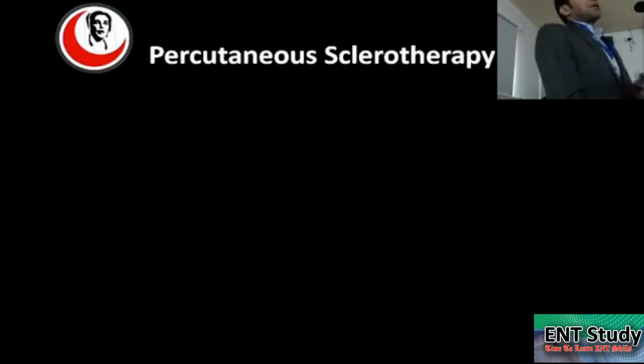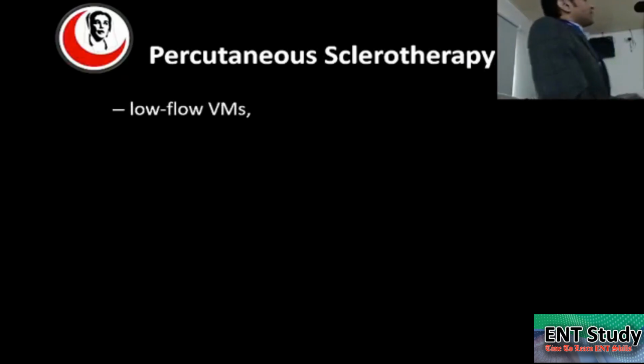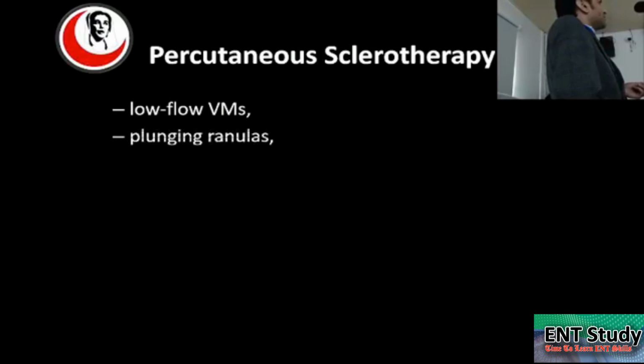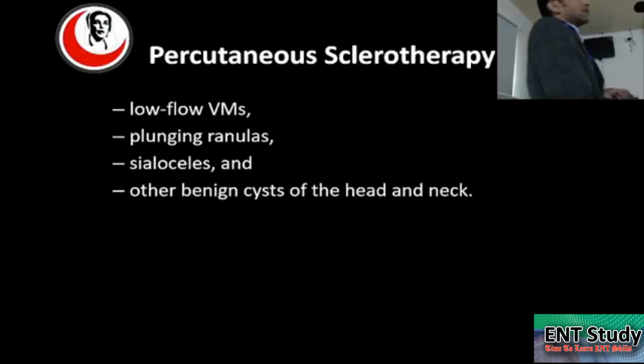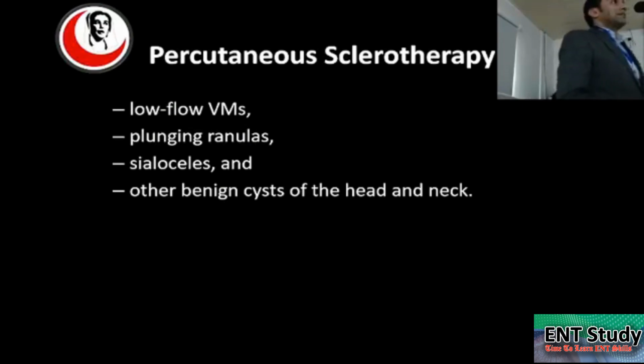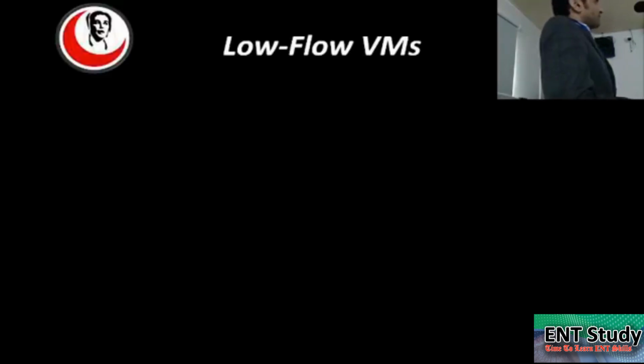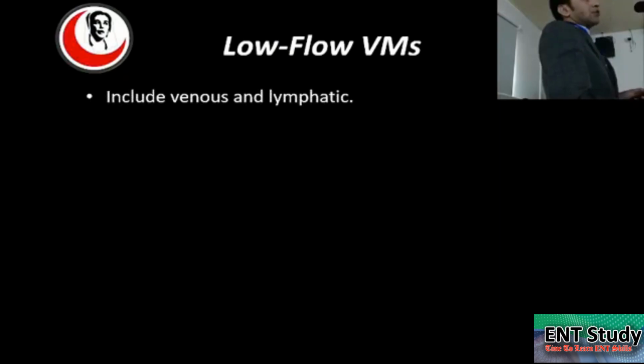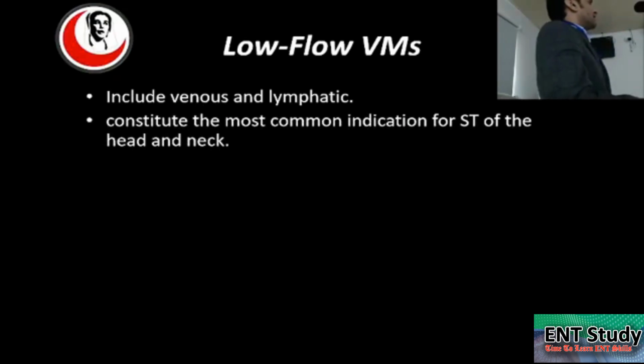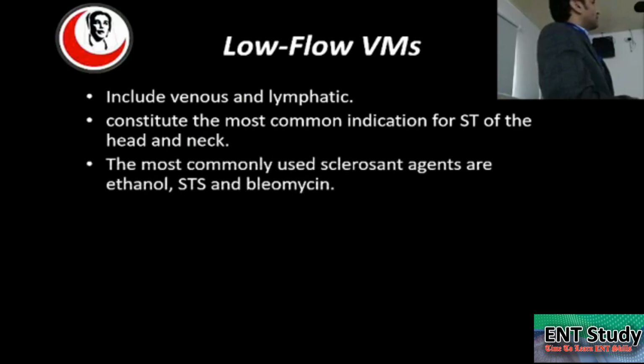Another important procedure is sclerotherapy, which is also done through the percutaneous route. The indications for sclerotherapy are low flow AVMs, plunging ranulas, branchial cysts, and other benign cysts of the head and neck. We do sclerotherapy in these cases. Low flow vascular malformations, which usually include venous and lymphatic malformations, constitute the most common indication for sclerotherapy of the head and neck.